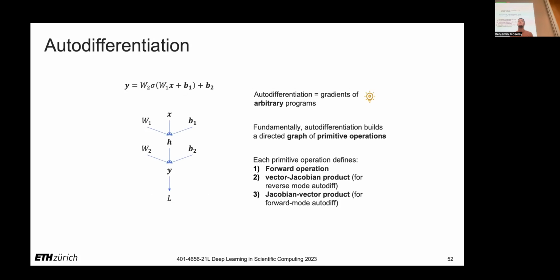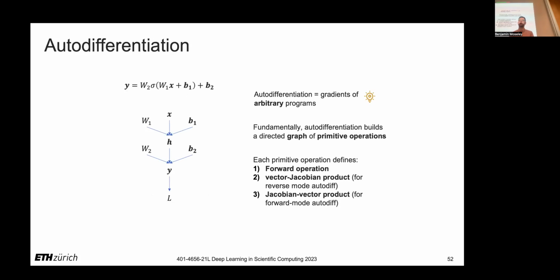Okay, so I showed that for a fully connected network, but autodifferentiation just takes that idea and generalizes it to an arbitrary program. And so what do I mean by an arbitrary program? I mean an arbitrary composition of functions that we apply the chain rule to, to get the gradients of the output with respect to the input.